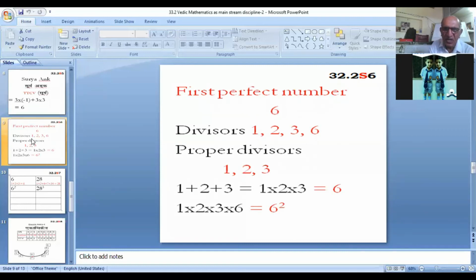The divisors of 6 are 1, 2, 3 and 6. The proper divisors are 1, 2 and 3. The summation and product of this range of triple proper divisors of 6 take us to value 6. Therefore, 6 as the first perfect number becomes a unique perfect number, as much as that here in case of this perfect number, the summation as well as the multiplication values are equal to the value of the number itself. 6 is the first perfect number, and 6 is the unique perfect number. 6 is the value of a Surya. It is a Surya Ank.